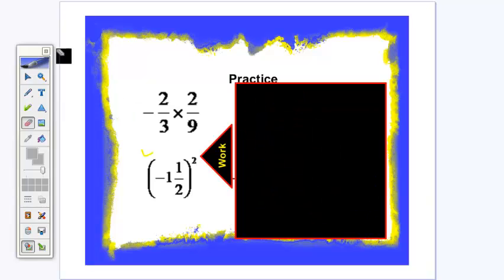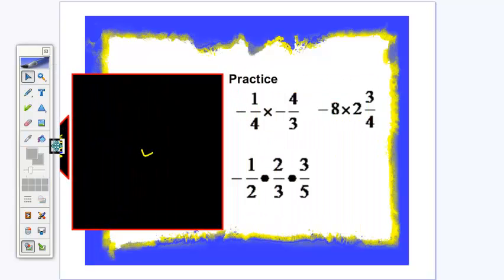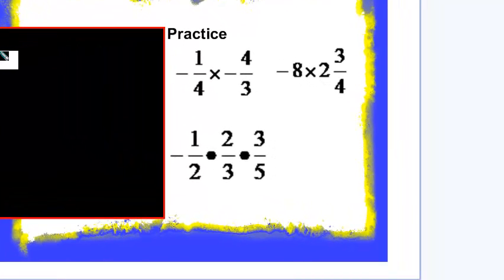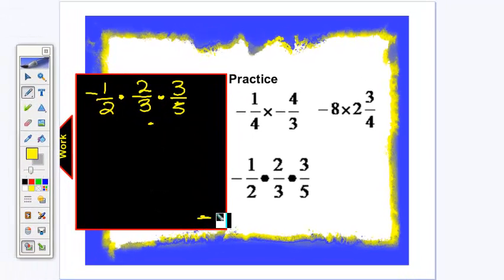I know the last one might look scary, but if some of you figured out how to do it very quickly, I will be very, very happy. Okay, here's the last one here. So here we have -1/2 times 2/3 times 3/5. Now, before we do anything, let's see what our answer will be. What sign? A negative times a positive will get a negative, times a positive will get a negative. So my answer will be negative.